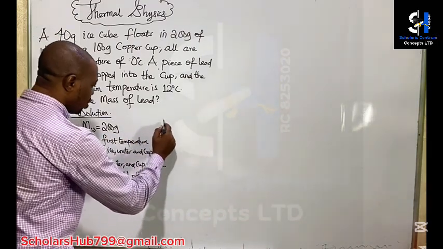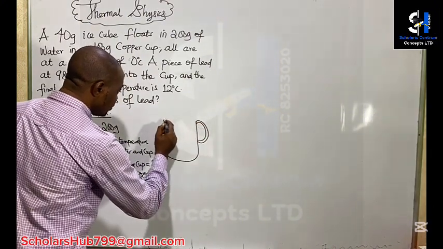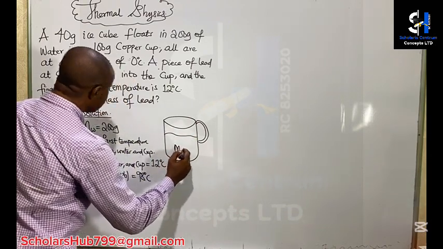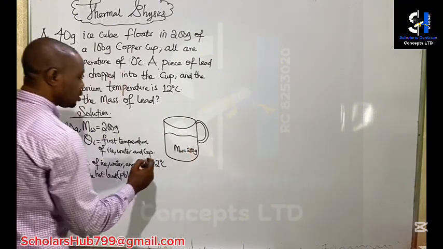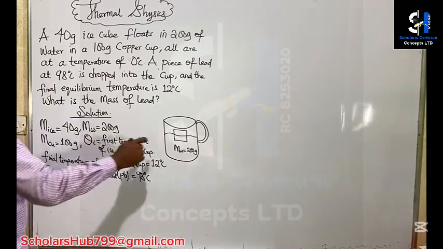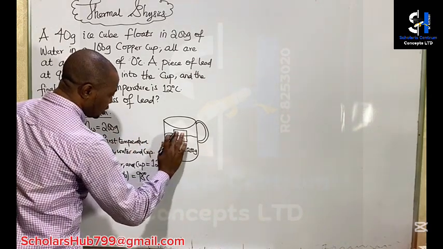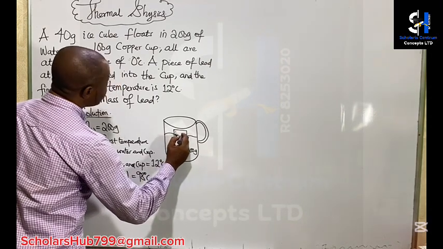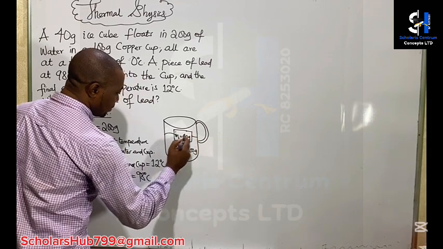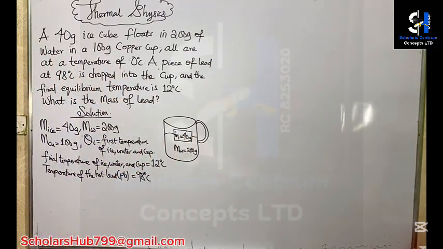Now let me explain this. Now we have a cup. This is a cup. Inside the cup is water, and the mass of water is 200 grams. Then we have ice, which floats in the 200 grams of water in the cup. So the mass of ice is given to be 40 grams. That's 40 grams. The mass of the ice is given to be 40 grams. That's a cup, and this is water.